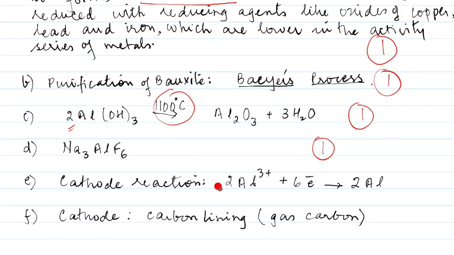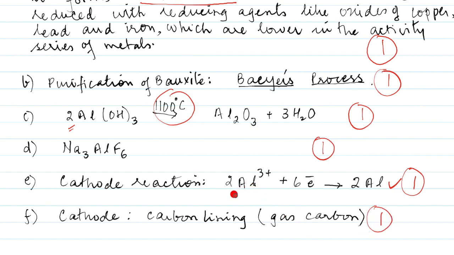Cathode reaction in the electrolysis is where you have Al2O3 dissociates into 2Al3+ and 3O2-. So 2Al3+ plus 6 electrons, because 2 times 3 is 6, it will need 6 electrons and that will give you 2 aluminium atoms. So that will give us 1 more mark. Cathode is carbon lining, graphite carbon, that will give you 1 more mark.